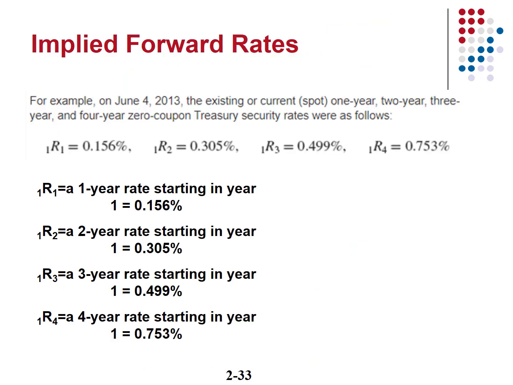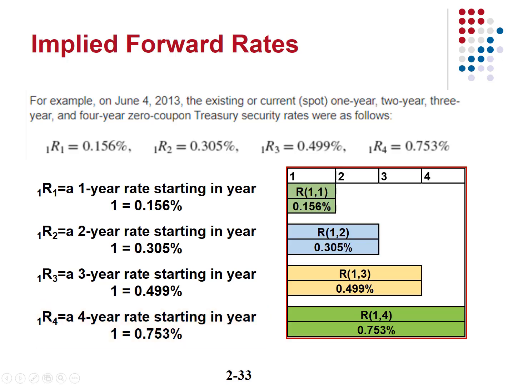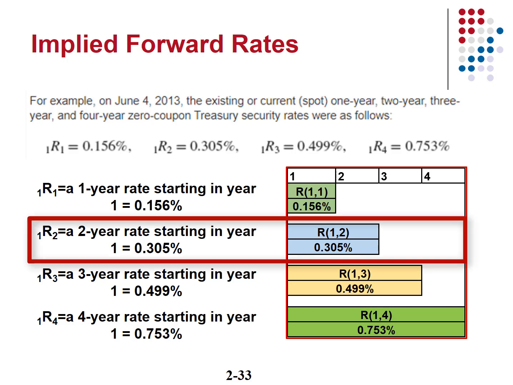We are given a 1-year rate beginning in year 1, 0.156%, a 2-year rate beginning in year 1, 0.305% per year, a 3-year rate beginning in year 1, 0.499% per year, and a 4-year rate starting in year 1, 0.753% per year. Let's look at a graphic to get a better idea of what the given data actually means. The 2-year rate beginning in year 1 of 0.305 means 0.305 per year for 2 years.